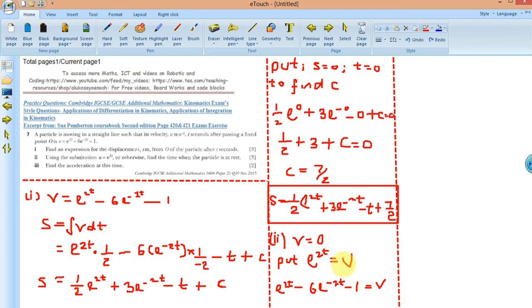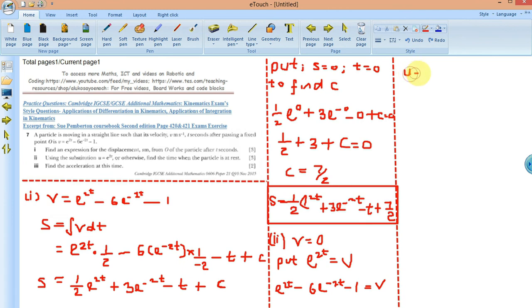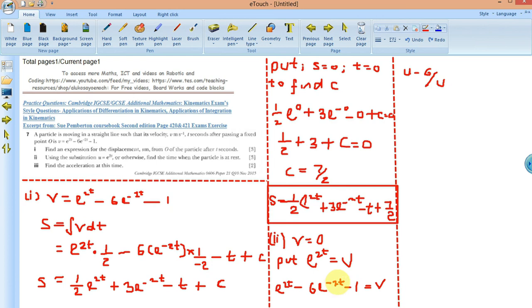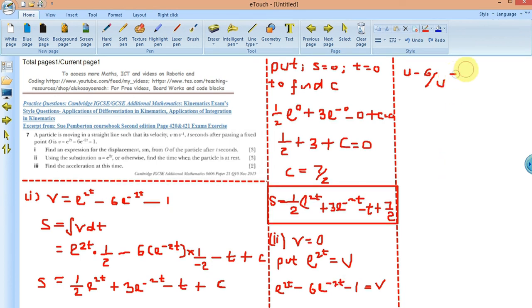So when velocity equals 0, and we want to substitute, anywhere we see exponential 2t, we should put u. So I have u minus 6 over u, because this is u inverse, u raised to minus 1, minus 1 equals 0. So go ahead and find the LCM. The LCM here is u, right? So then I'll have u squared minus 6 minus u equals 0. So I end up with a trinomial, a quadratic, u squared minus u minus 6 equals 0.